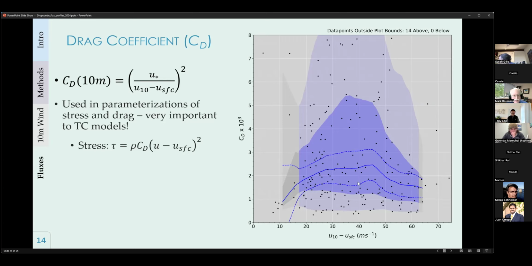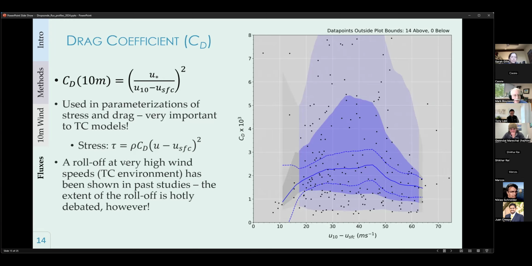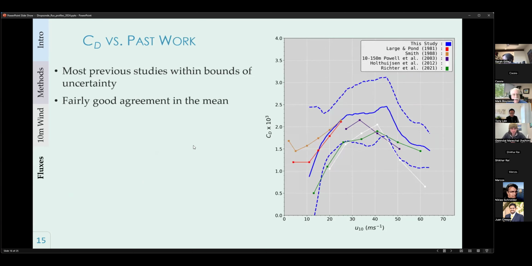Physically, it's very significant. So if you're calculating a stress, you would take this drag coefficient multiplied by the air density and the wind speed squared to get a stress. The roll-off out here again has been shown in several other analyses, and this gives you a little bit more feel about how uncertain some of that roll-off is. So let's compare it to past work.